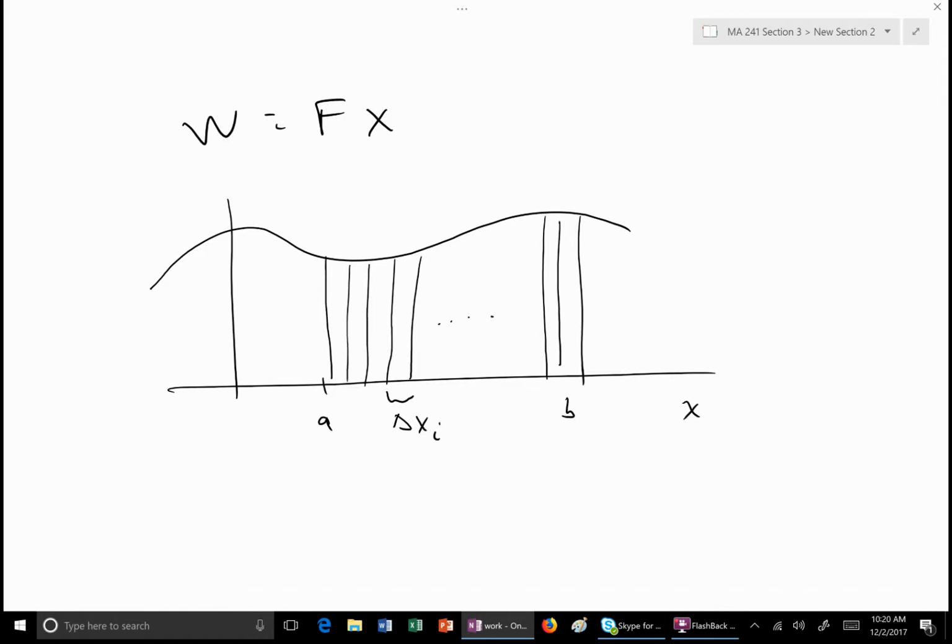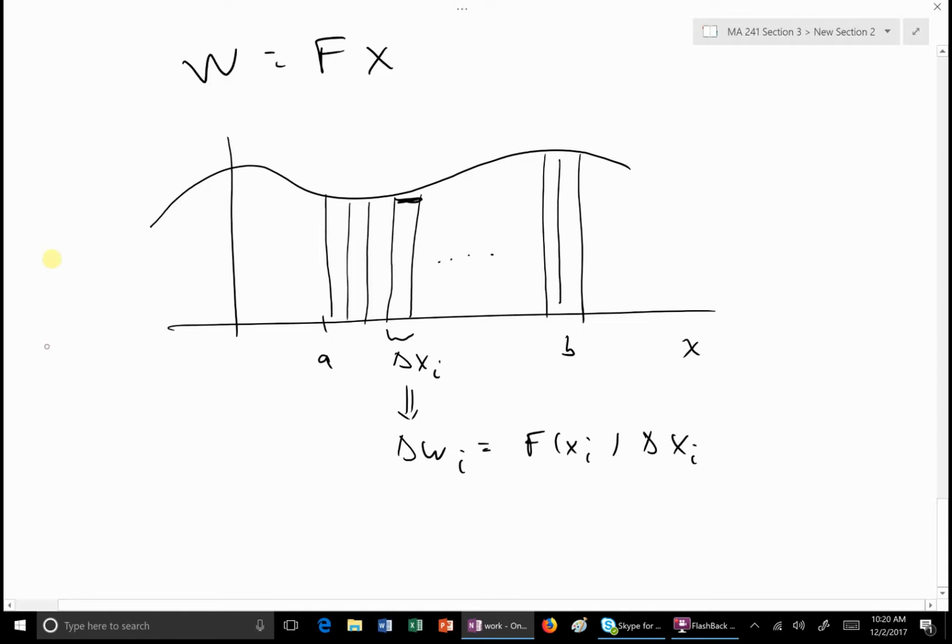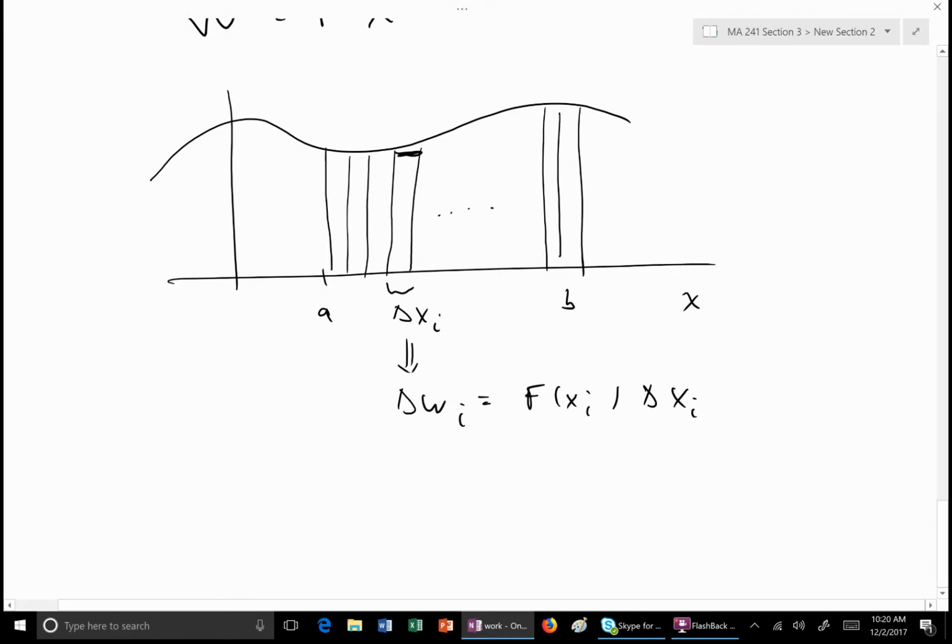If delta x is small enough, the force is kind of constant, right? And so on this little subinterval, the change in the work is going to be f of xi times delta xi on that little subinterval. So notice that work is an area. Does that make sense?